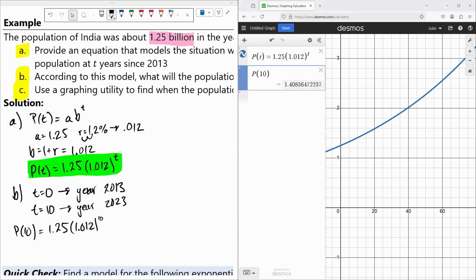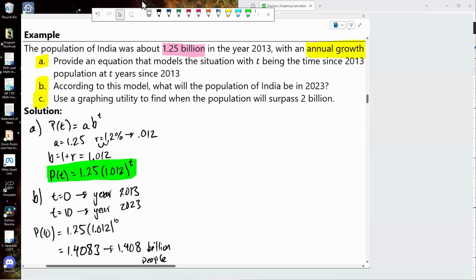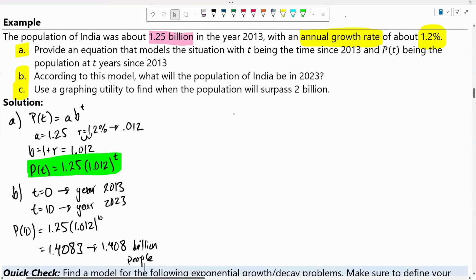And what we get out here is 1.4083. And this is billions of people, right? So in 10 years, in 2023, the population is going to be 1.408 billion people. Okay? All right. The last thing we've got to do, and this is going to be part C, that's why I needed to bring up the graph for it already.